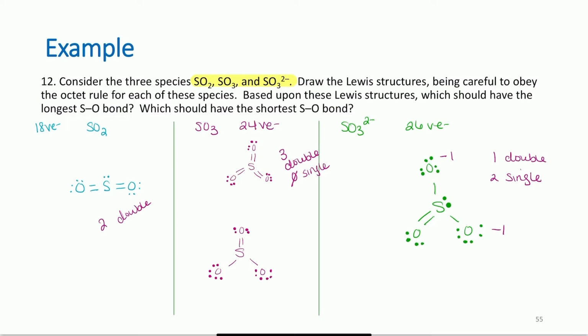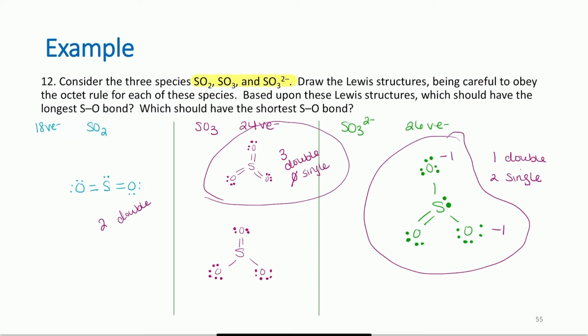We won't talk about why they exist in this space until next chapter, but remember the triple bonds are stronger and shorter than double bonds. Double bonds are stronger and shorter than single bonds. So here I have 1 double, 2 single. Here I have 3 double, 0 single. I automatically expect this to be longer, this to be shorter.